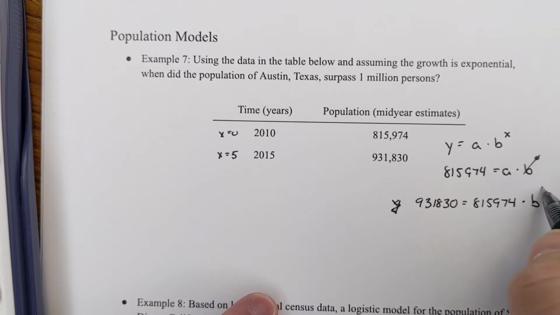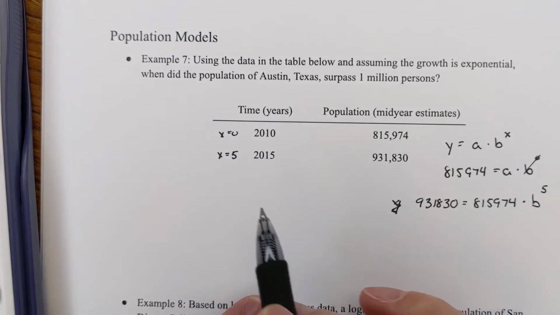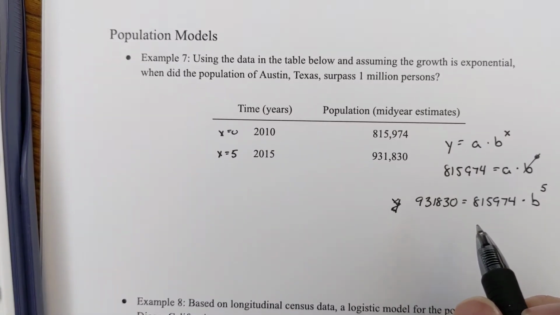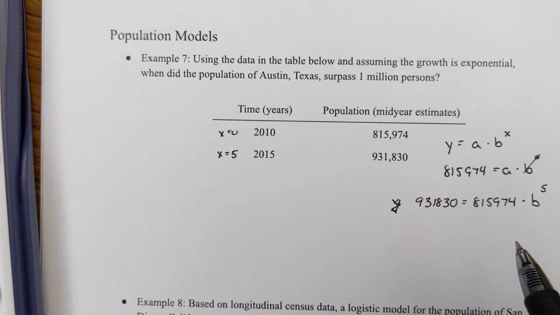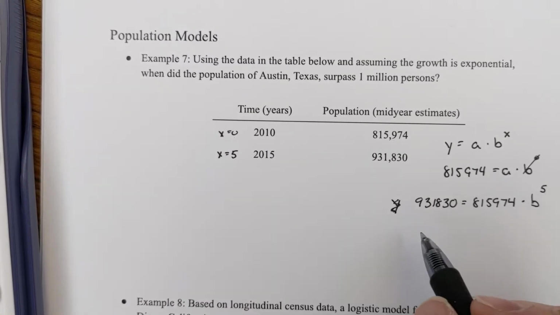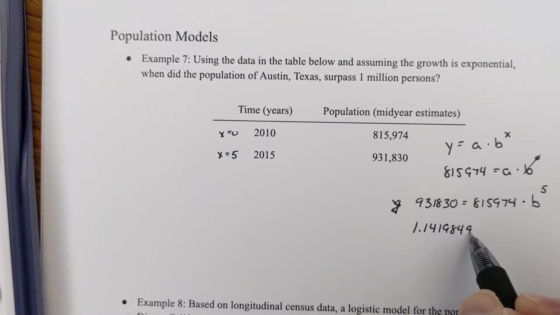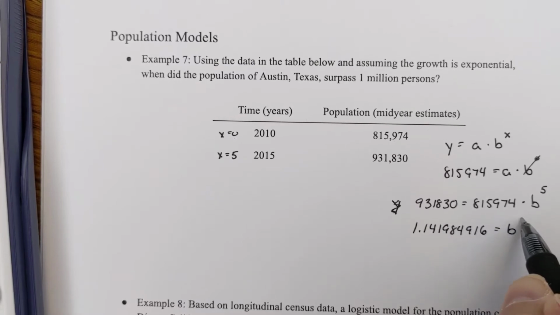And at this point, my x value is 5. So I need to divide that across. 931,830 divided by 815,974 gives me 1.141984916 equals b to the 5th.